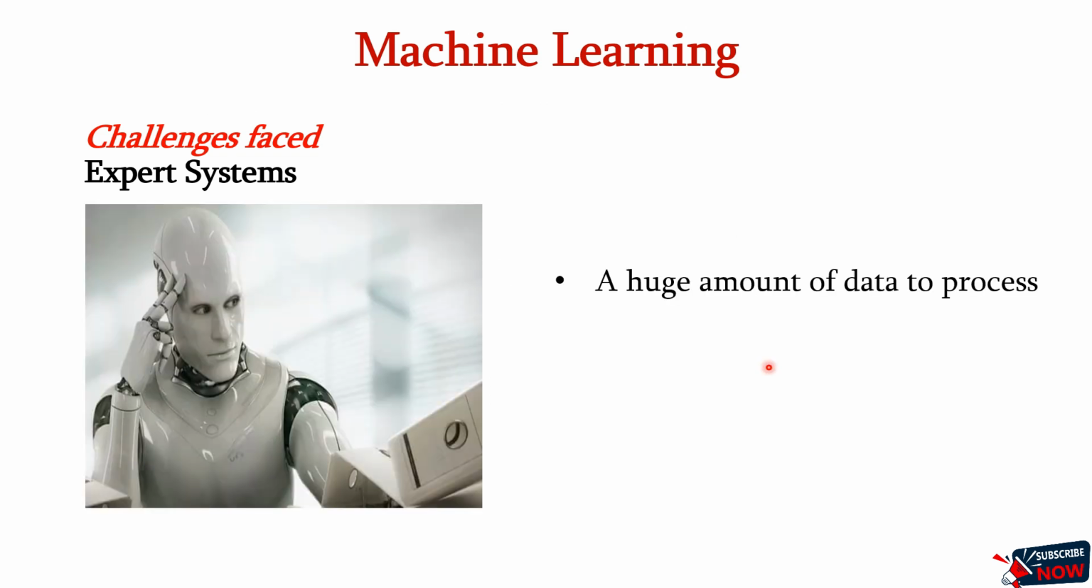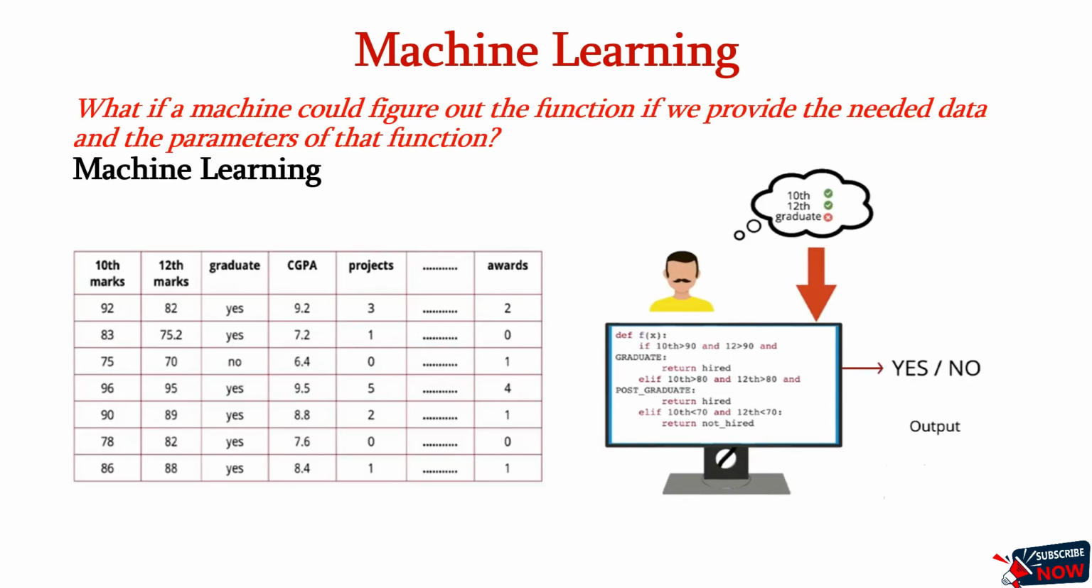A huge amount of data is there to process and some rules are not known, and the complexity also increases as the amount of data increases. So instead of having the human being frame the rules, what if we can use the machine to figure out the function if we provide the needed data and the parameters for that function? So here comes the role of machine learning.